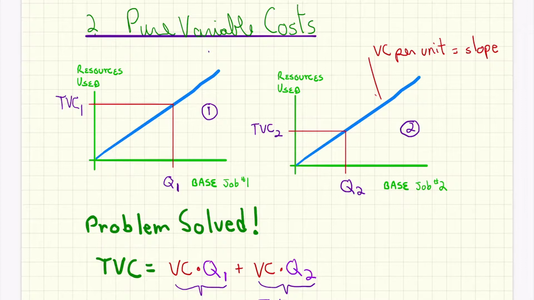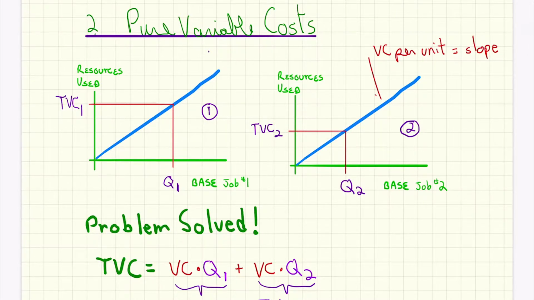In this case, I've drawn it so that we have two jobs once again, and whatever the base is, we have quantity 1 being used by job 1, in which case you can see that if we go up and then reflect that off the line, we can see that we get the total amount of the variable cost. And if job number 2 uses somewhat less of the base, then the variable cost is going to be less.